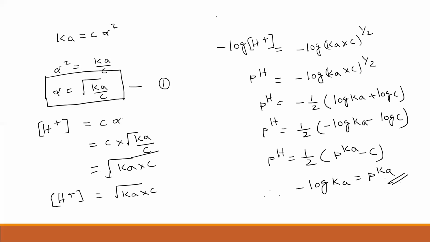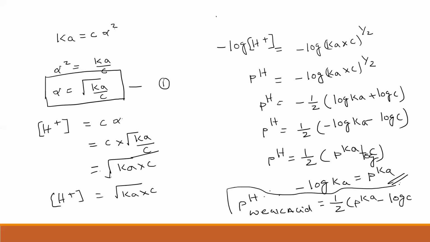So if you want to calculate the pH of a weak acid, the pH of a weak acid is equal to half into pKa minus log C. This is the formula which we can use to calculate the pH of a weak acid.